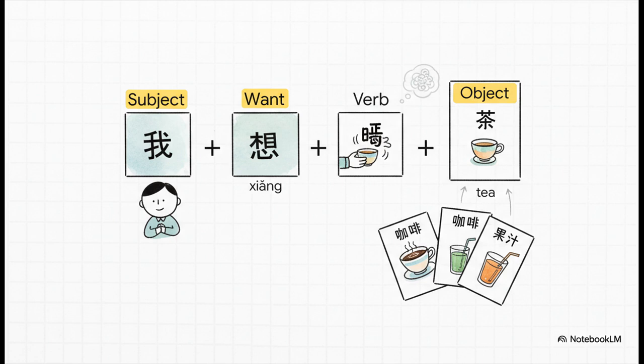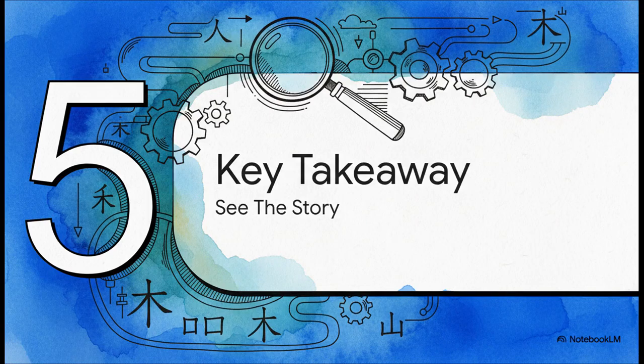The amazing thing is, once you master this one little structure, you can just start swapping out the verb and the object to say almost anything you want to do. This is a true foundational building block for speaking Mandarin. So let's bring it all together. What's the one big takeaway here? What's the single most important idea from our whole discussion today? Because this is really the new lens I want you to start using whenever you look at this language.